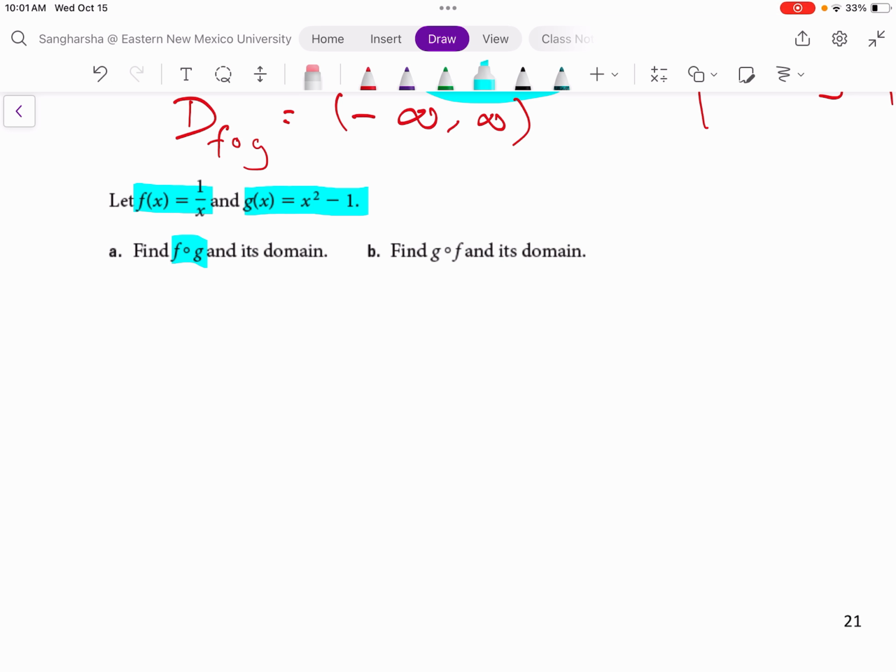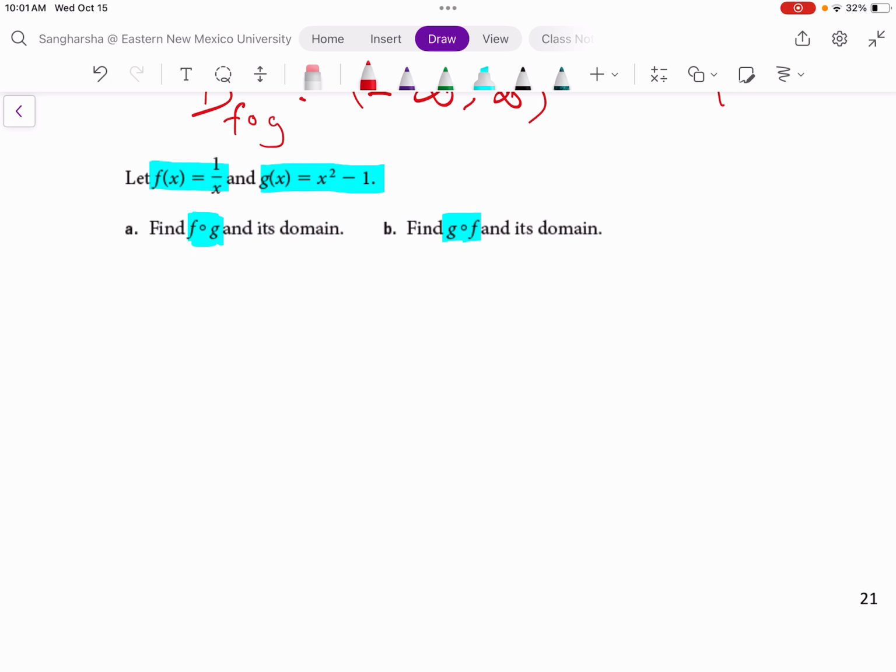F composite g. Okay, this is not f times g, this is f composite g. This is g composite f. So in part A, we are asked to find f composite g. Okay, so this is a function.